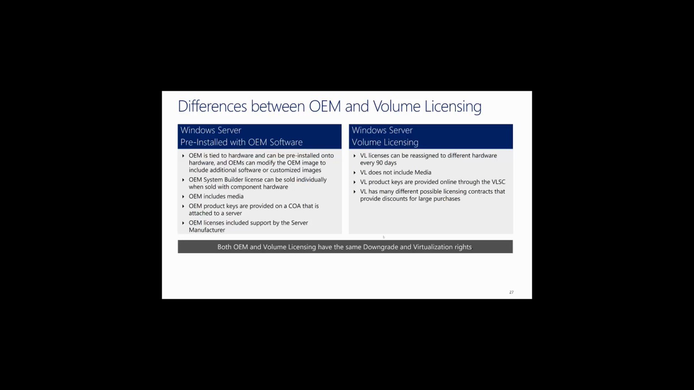Both OEM and volume licensing have the same downgrade and virtualization rights, around moving virtual machines between hosts, as long as the hosts are appropriately licensed. But the difference in the downgrade story is that with the OEM software, even though you're granted the same right, it's up to the customer to provide the down-level media and product key. Whereas on the volume license side, Microsoft has several older versions of Windows Server and appropriate product keys that the customer can download and use. That's one of the benefits of volume licensing.